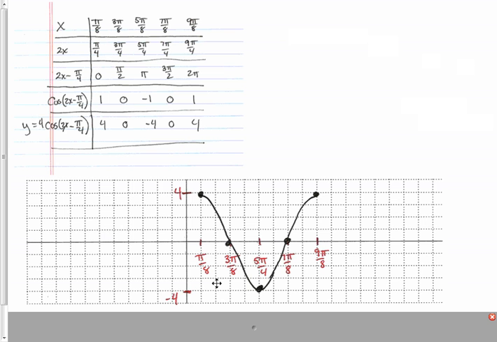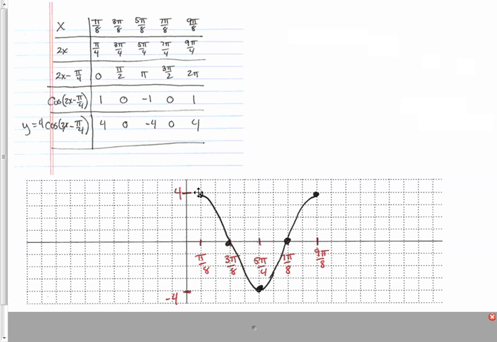And so here's what I ended up doing. I ended up making each one of these marks pi over 8. So here's 1 pi over 8, here's 2 pi over 8, here's 3 pi over 8, 4, 5 pi over 8, 6, 7 pi over 8, 8, 9 pi over 8. And so when x is pi over 8, my y value is 4.